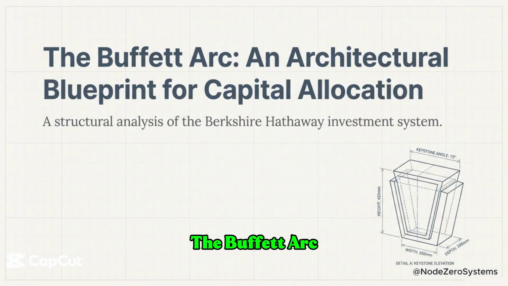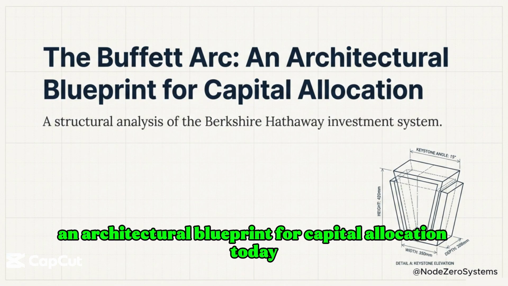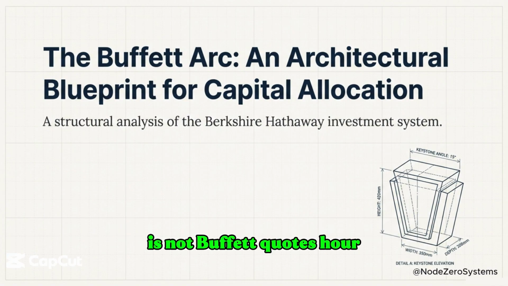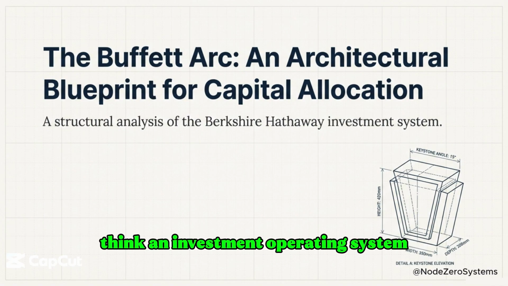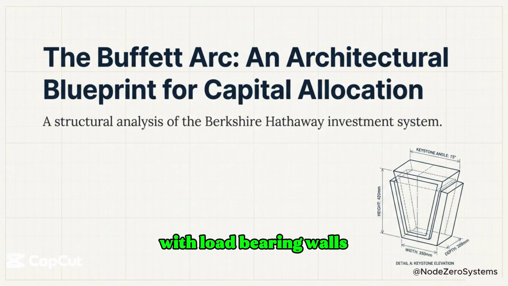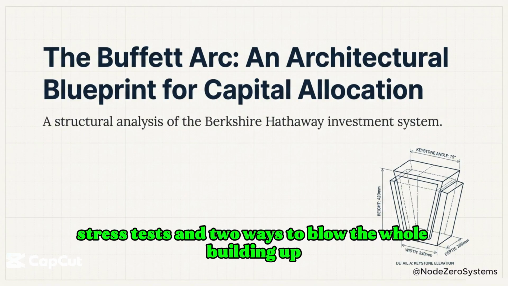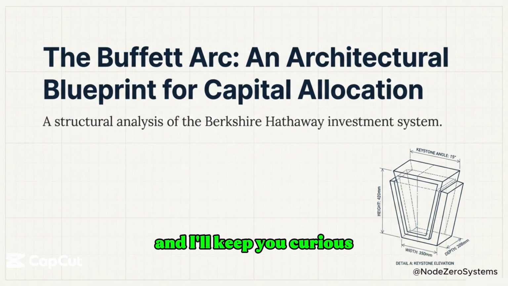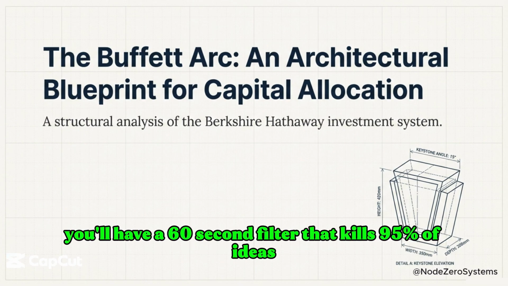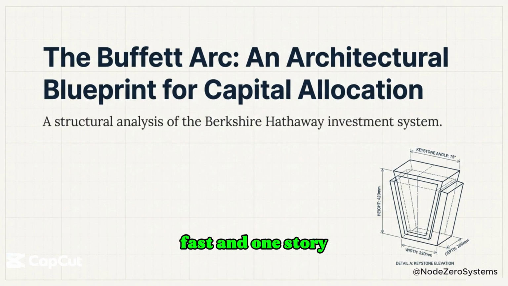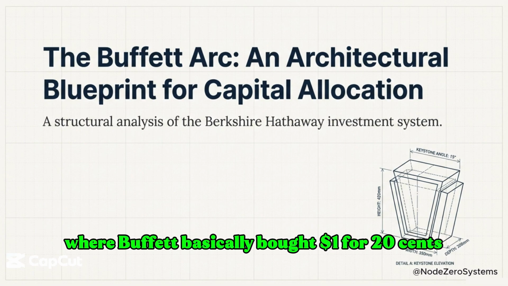The Buffett Arc, an architectural blueprint for capital allocation. Today is not Buffett quotes hour. This is a blueprint. Think an investment operating system with load-bearing walls, stress tests, and 2 ways to blow the whole building up. And I'll keep you curious. By the end, you'll have a 60-second filter that kills 95% of ideas fast. And one story where Buffett basically bought $1 for 20 cents.